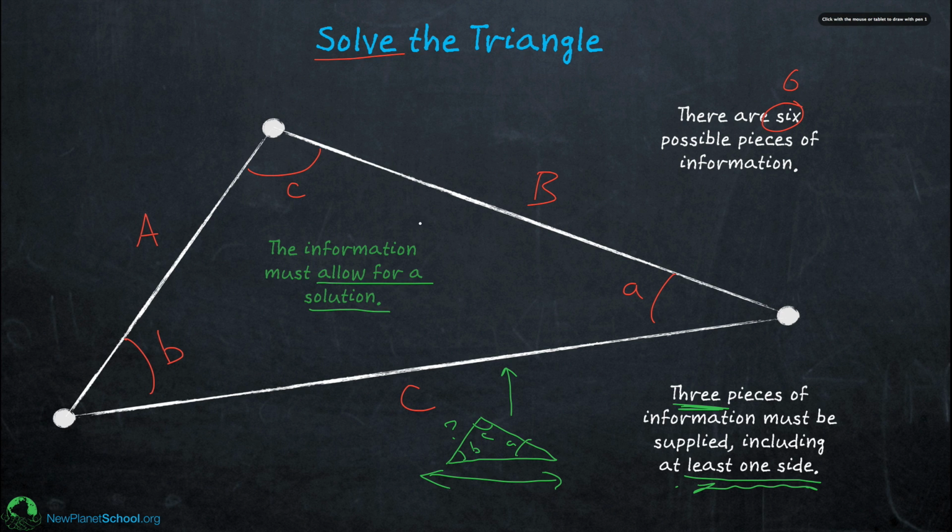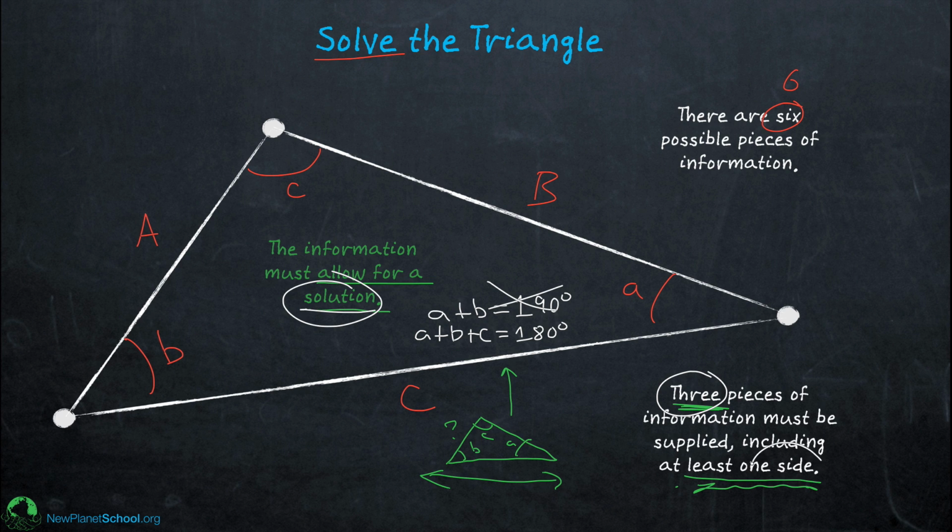So, for example, if someone tells us you have a triangle and A plus B equals 190 degrees, clearly you don't have a real solution, because you know that the sum of the angles in a triangle has to add up to 180 degrees, and this would simply be too much. So as long as you know for sure you have a triangle, you have 3 pieces of information, and one of them is a side, you can figure out all 6 pieces of information.